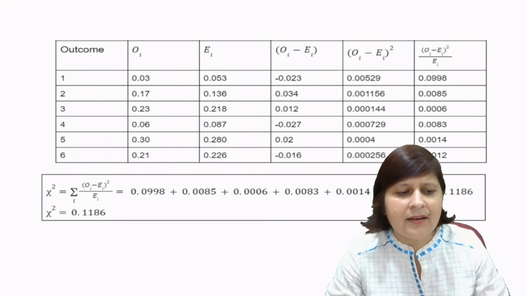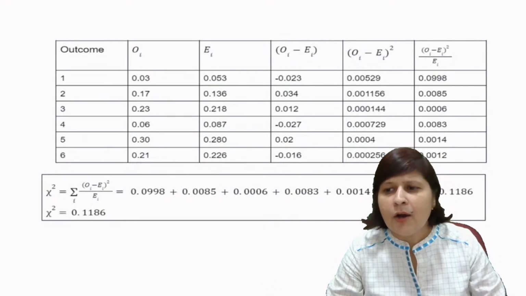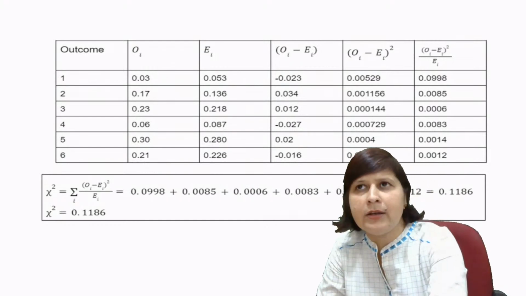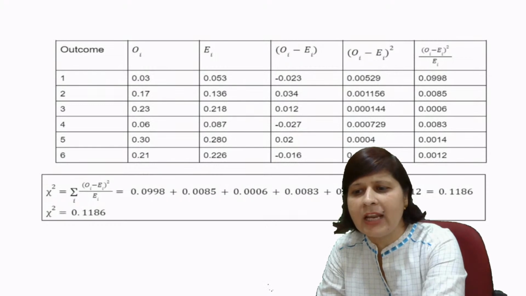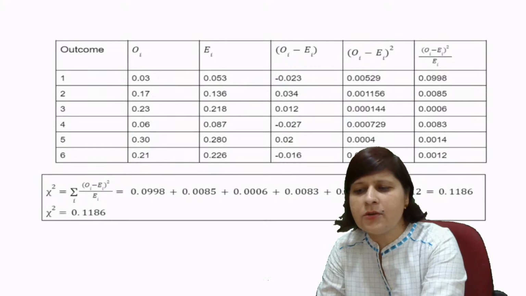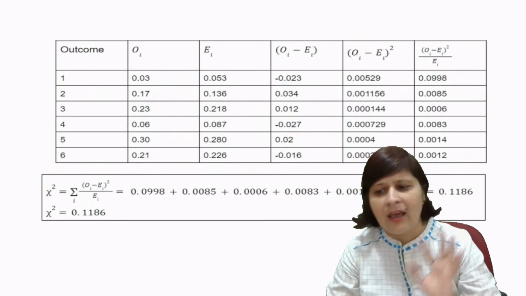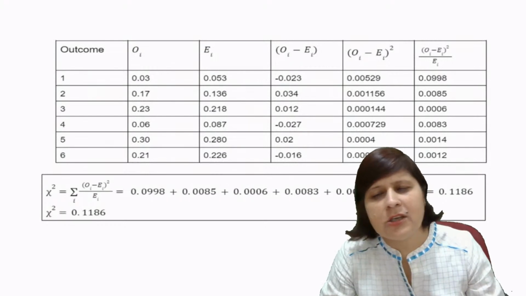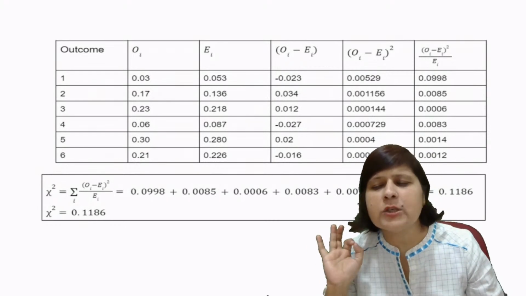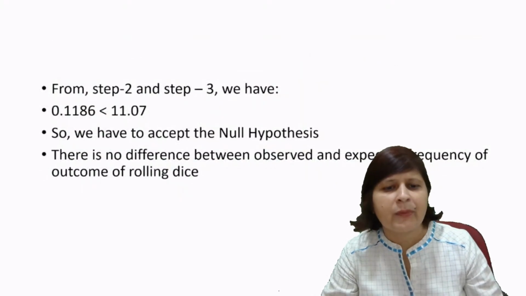Chi-square is equal to the summation of i from 1 to k of (OI minus EI) square divided by EI. Now I summate 0.0998 plus 0.085 plus 0.006 plus 0.0083 plus 0.0014 and so on, and it comes out to be 0.1186. The value of chi-square is 0.1186.